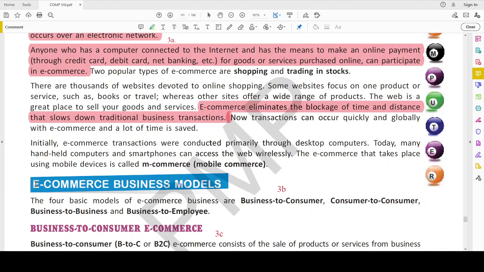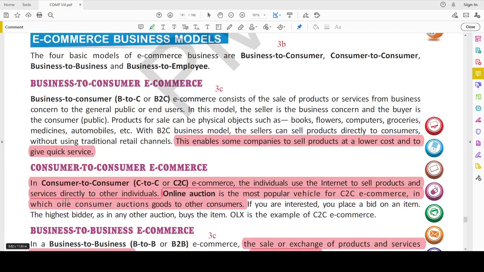Next, e-commerce business models. The four basic models of e-commerce business are business to consumer, consumer to consumer, business to business, and business to employee. So there are four basic models by which e-commerce businesses are carried out. Let's see each of them with examples.